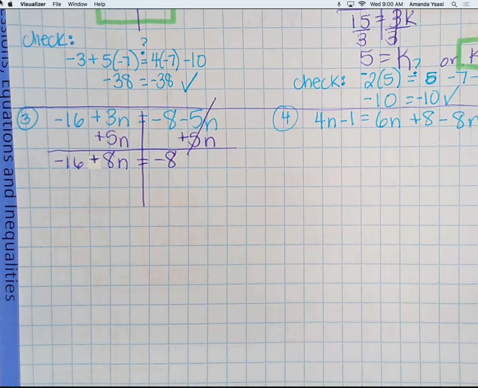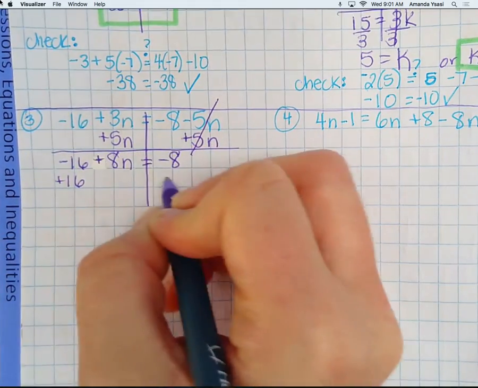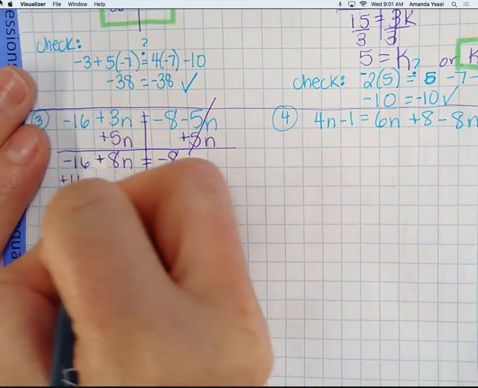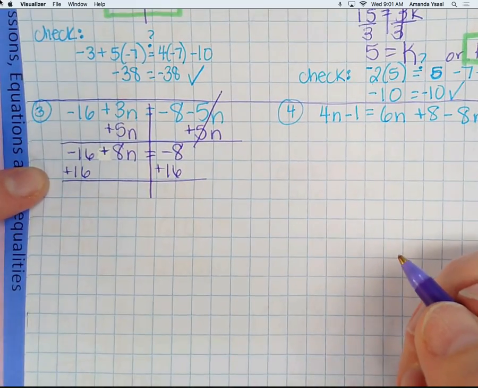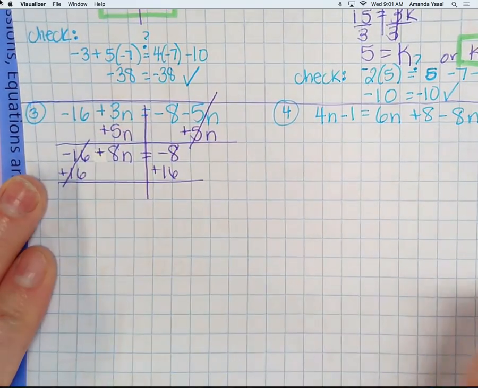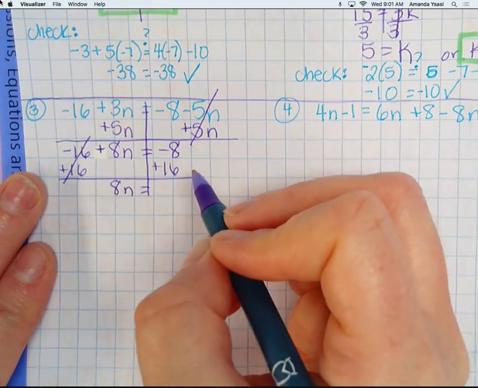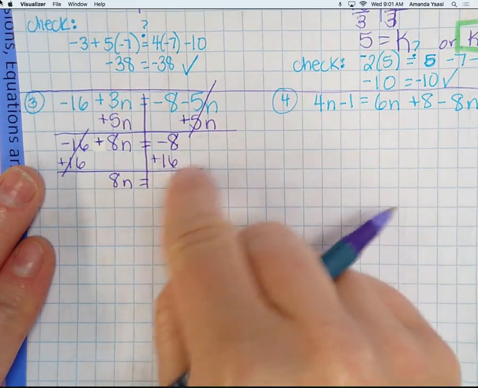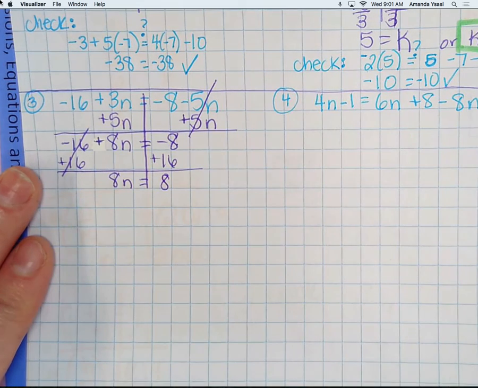Did I write it right? Okay, so now what do I do? Add 16. Yep, we need to add 16 to both sides. Because you always do the inverse. So if this is negative 16, you do plus 16. So we have 8n equals negative 8 plus 16. Or we could switch it around to say 16 minus 8. It's just 8.